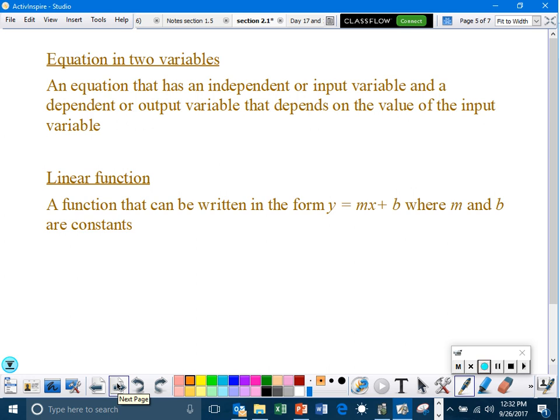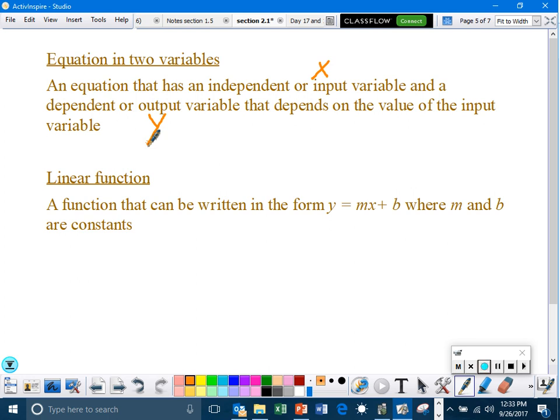Okay, a couple slides left. All right, equation in two variables. Okay, we've already solved equations with one variable, but now we're doing two variables, and we did a little bit with the two variables before. An equation that has an independent or input variable. Okay, remember that's your x value. And a dependent or output variable. That would be your y. That depends on the value of the input variable. Okay, we did a little bit of that when we solved for y in the first chapter.